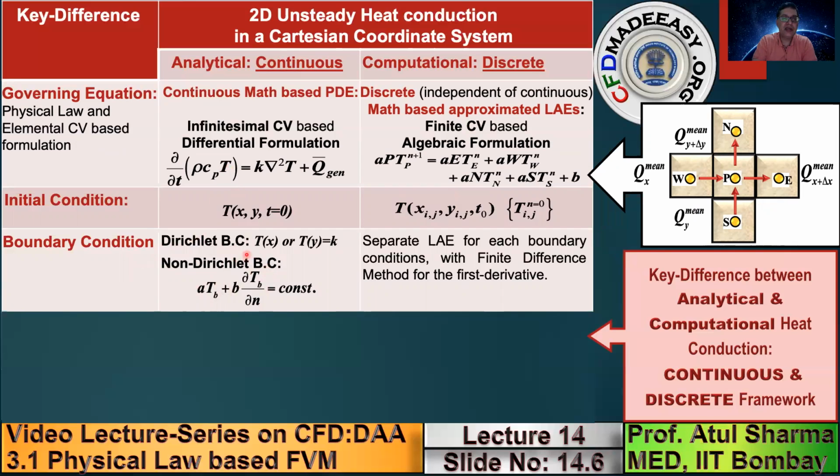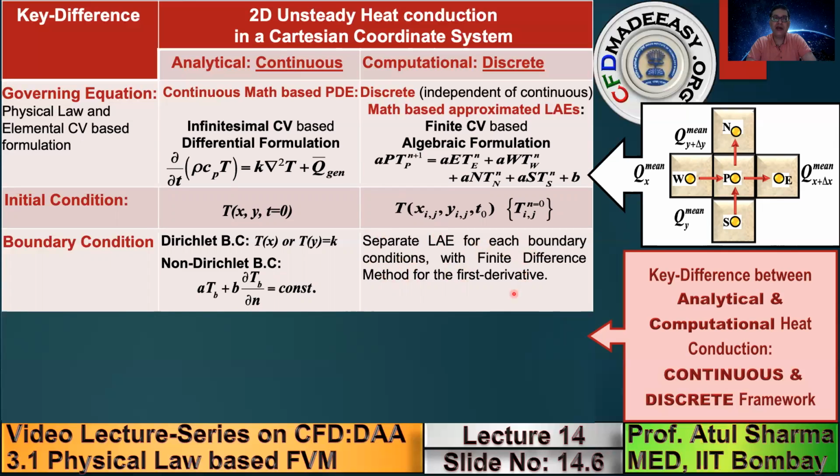In analytical heat conduction, note that your boundary conditions are continuous in space, whereas in computational heat conduction, corresponding to each boundary grid point, which I had shown by blue circles in my previous slides while showing you the grid generation, a separate linear algebraic equation is obtained for each boundary condition, with the finite difference method for the first derivative.